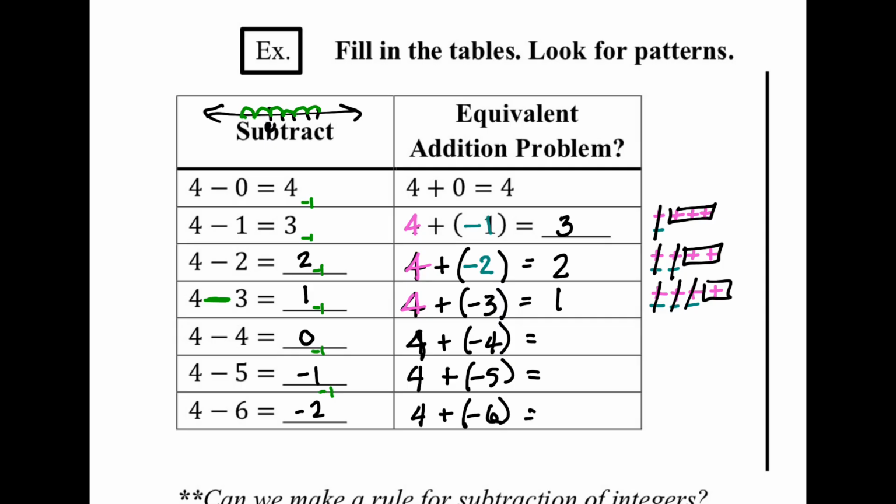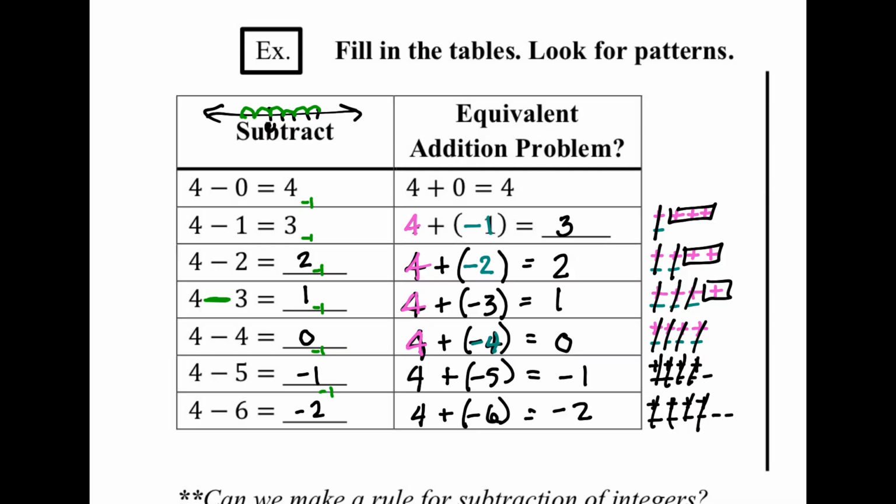Whoa, I missed. There we go. 4 positives and 4 negatives. They're all gone, right? So 0. 4 positives, 5 negatives. 1, 2, 3, 4. I have 1 negative left. 4 positives, 6 negatives. I have 2 negatives left.